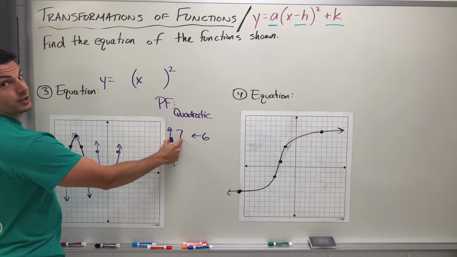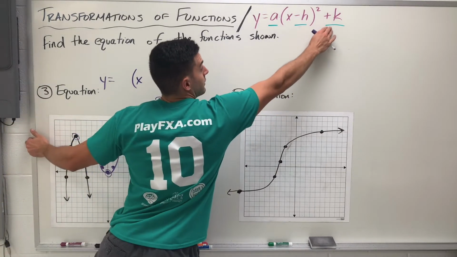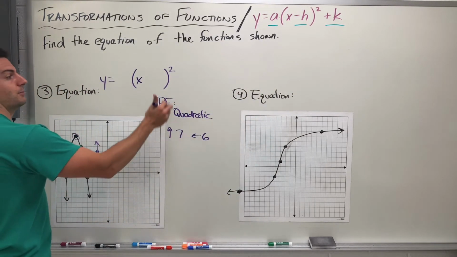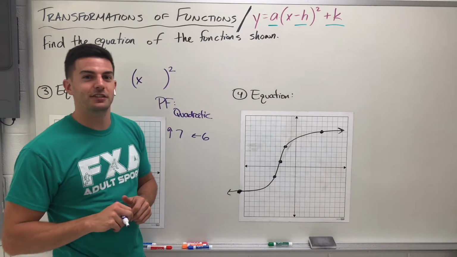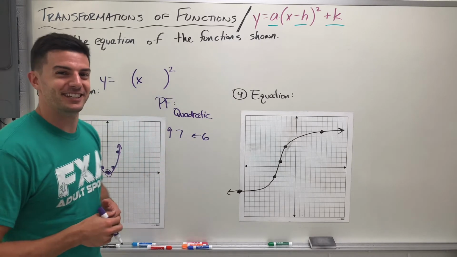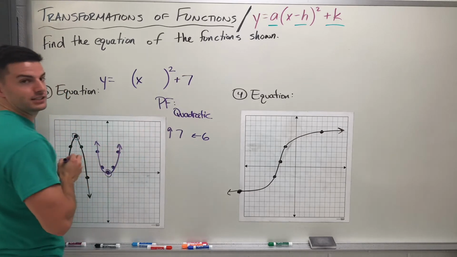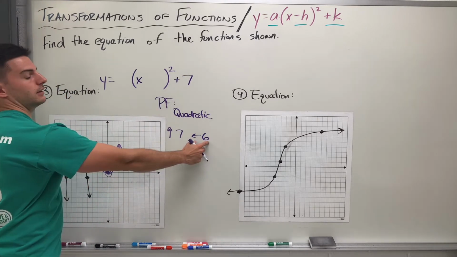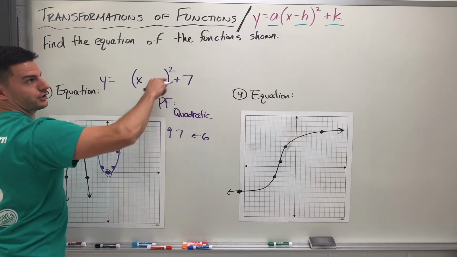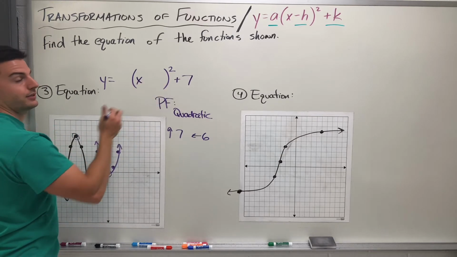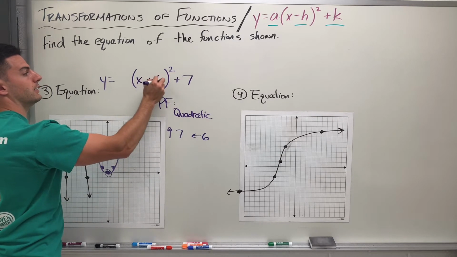So up 7, again, you might remember up 7 means that's a k value. Up 7, they got the bells going off in here, and it's summertime. We don't need bells right now. Up 7 means plus 7 as a k value. And then a left 6, that's a horizontal shift. That's an h value. So left 6 would mean a plus 6 in here.